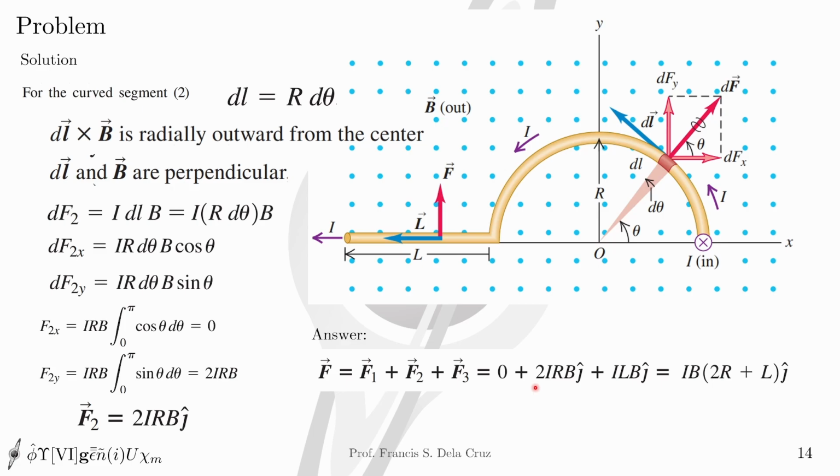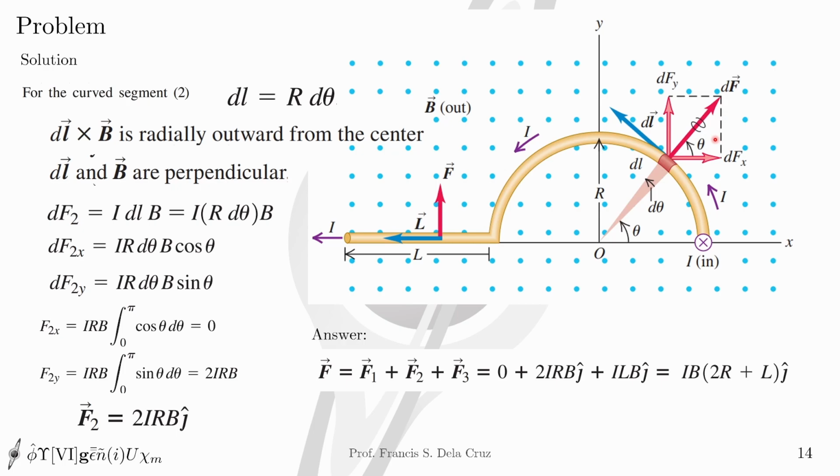Okay. So next is that we define df based on our equation for the current carrying wire, which is I dl cross B. We replace dl with r d theta because we're going to integrate with respect to d theta rather than with respect to dl. Now we have this expression, okay? So df2 has two components, dfx and dfy.